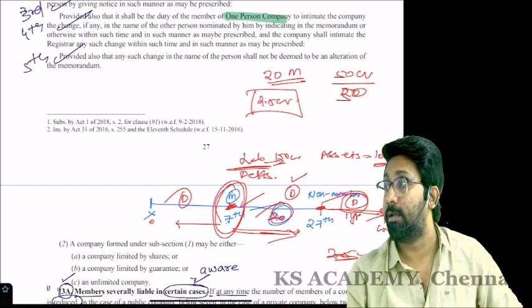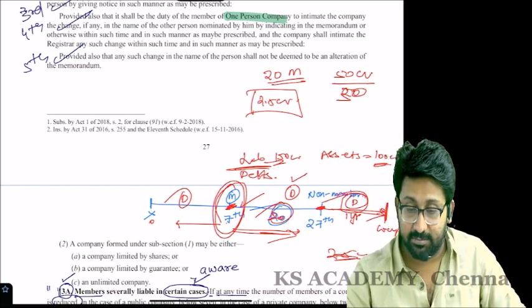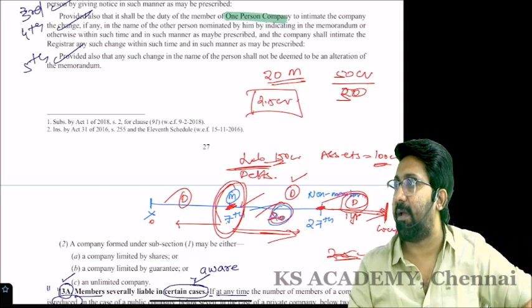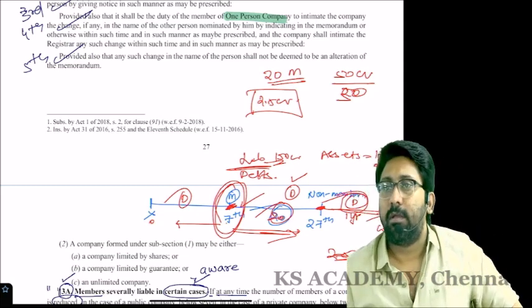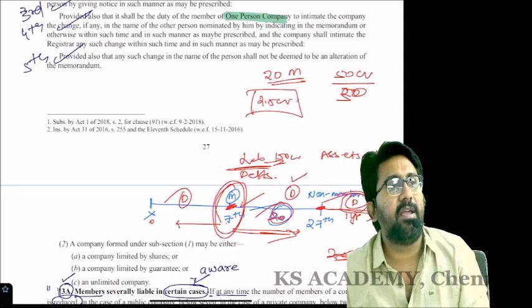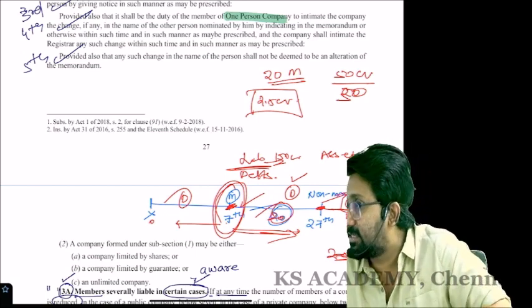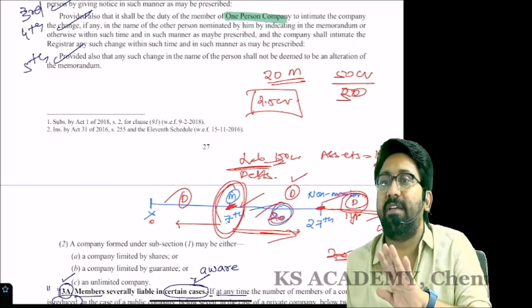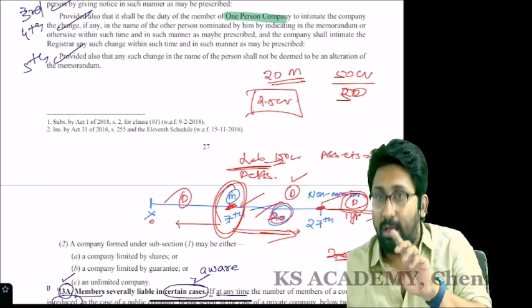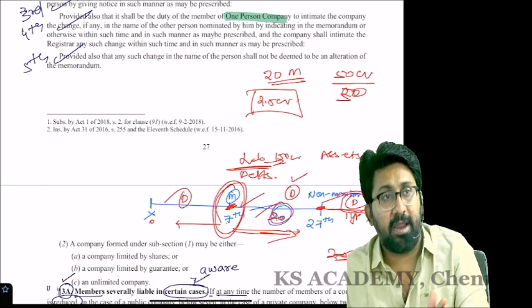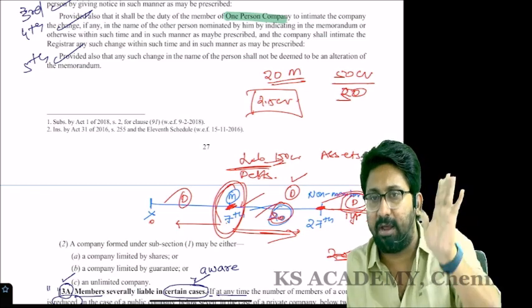Liability. Of whom? If it is a limited liability, what will happen? There are 2 types: limited by shares and limited by guarantee. If it is limited by shares, I will be liable only to the extent of the amount unpaid on the shares. That's all, my liability is over.